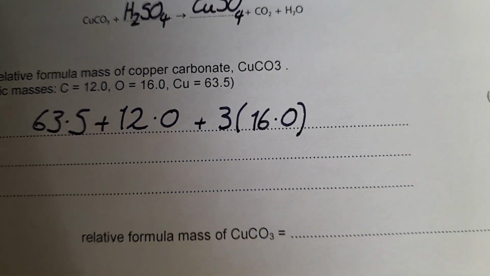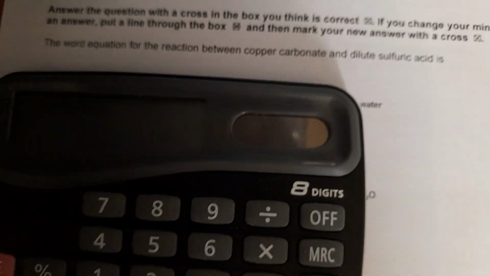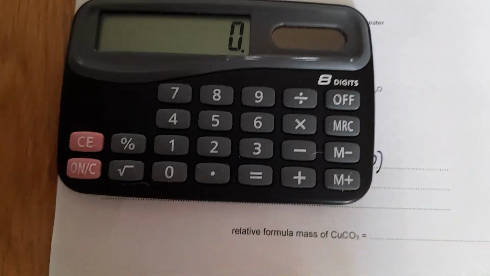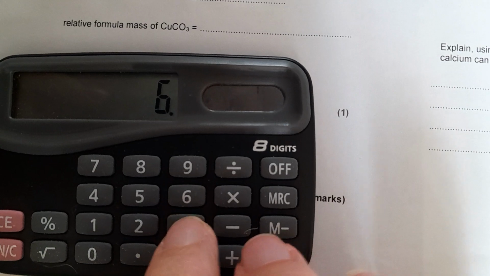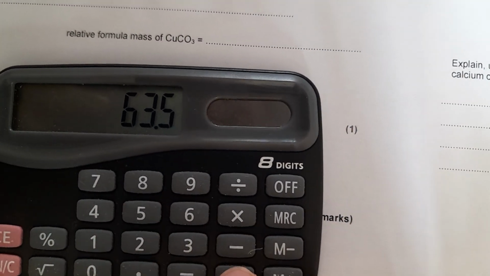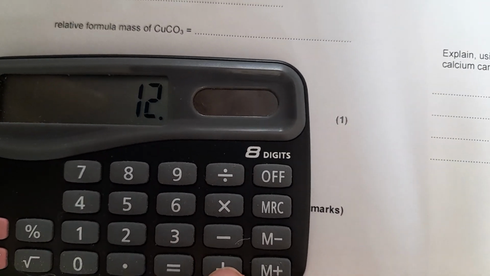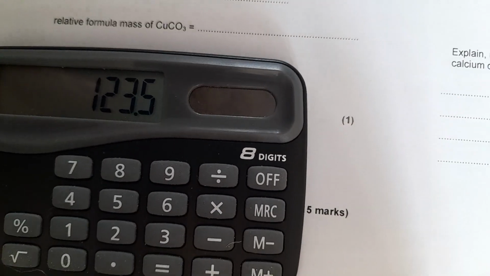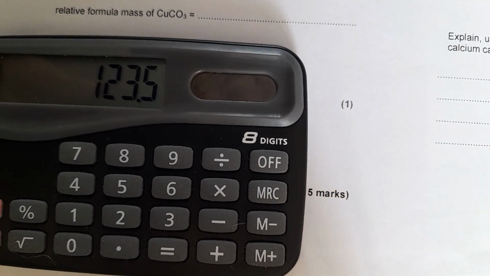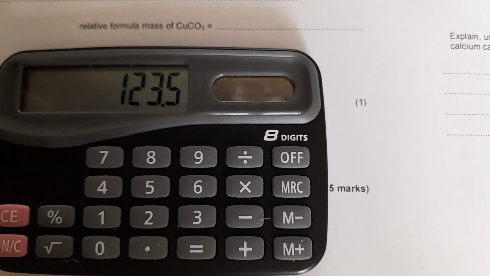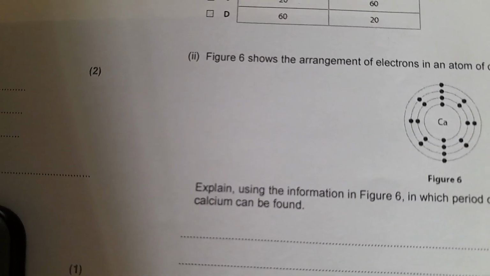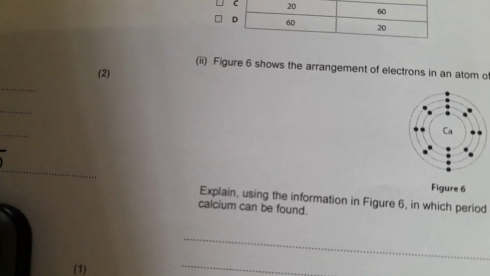So once again, always a good idea to have a little cheap calculator. Let's turn it on and let's do the sum. So what do I have? 63.5 plus 12 plus 3 lots of 16, which is 48. Your calculators, you can probably type in 3 times 16 in brackets. Then you get 123.5. So let's pop that in as the relative formula mass, 123.5.